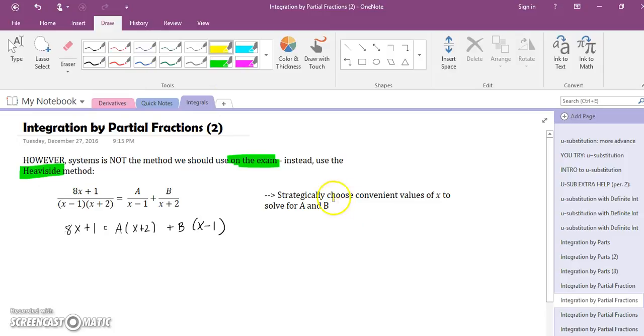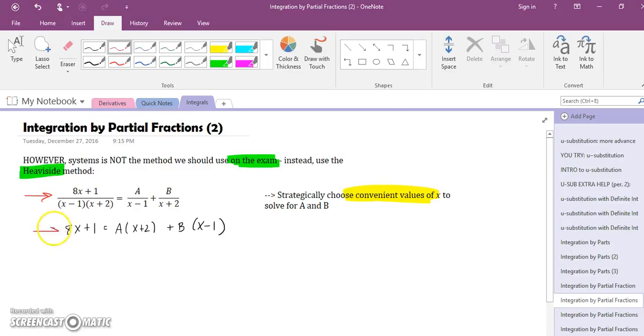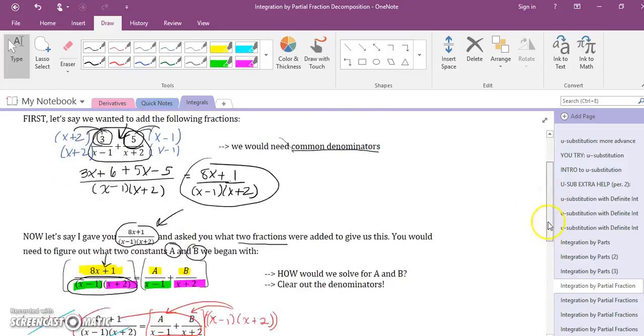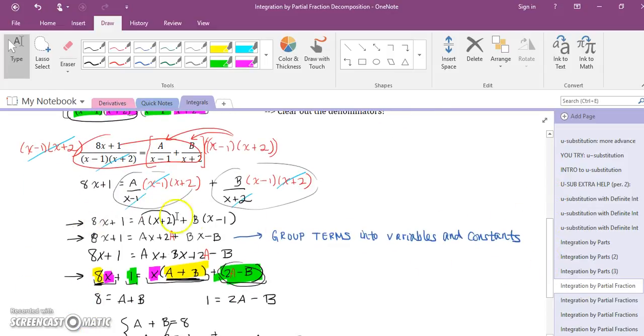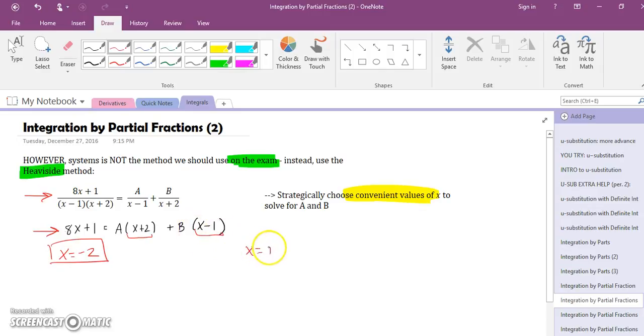The way that Heaviside works is you're going to strategically choose convenient values of x to solve for a and b, and it's much, much quicker. So this is what I start with. I'm going to pick up right here, this line right there. I'm going to notice that this factor would equal 0 if x was equal to negative 2, and this factor would equal 0 if x was equal to 1.